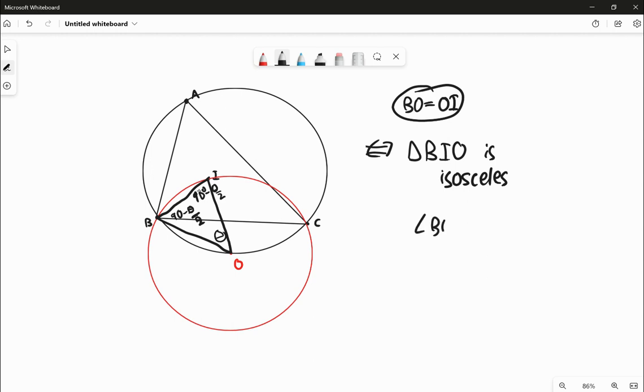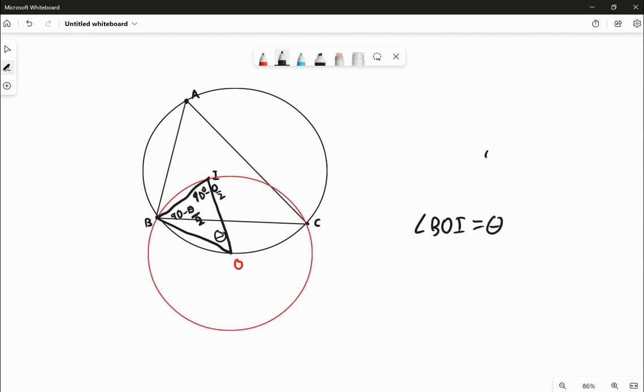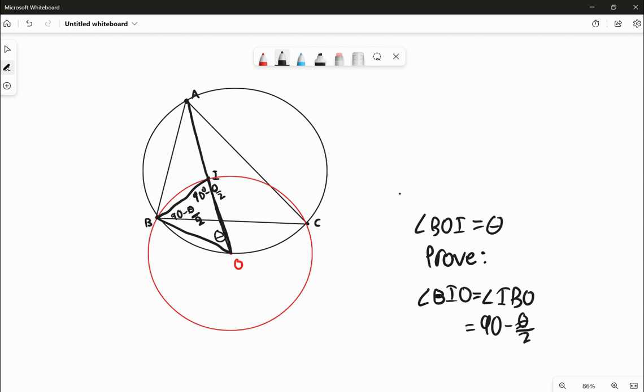So if angle BOI is equal to theta, then we want to prove that angle BIO is equal to angle IBO is equal to 90 minus theta over 2. Well, how do we go about proving this? We want to somehow utilize the circumcircle of ABC because O is on the circumcircle. So if we want to deal with BOI, B is already on the circle, but I is not. So we can extend OI to meet the circle at A.